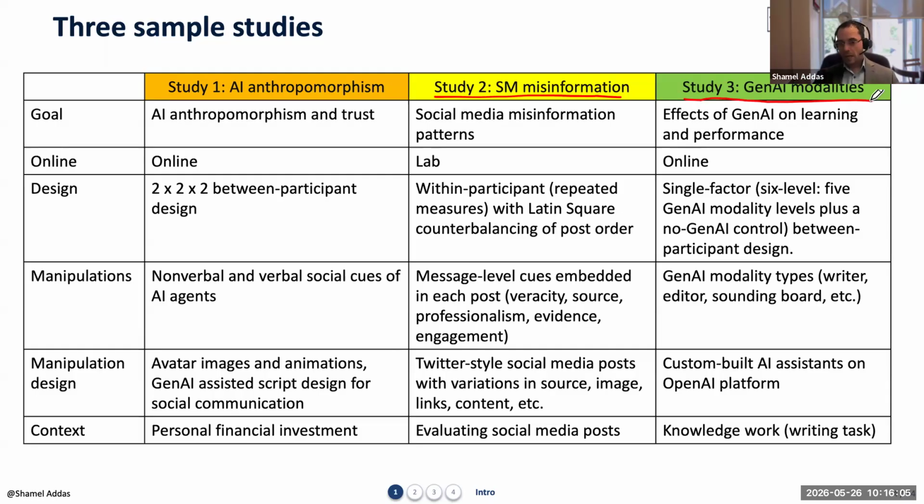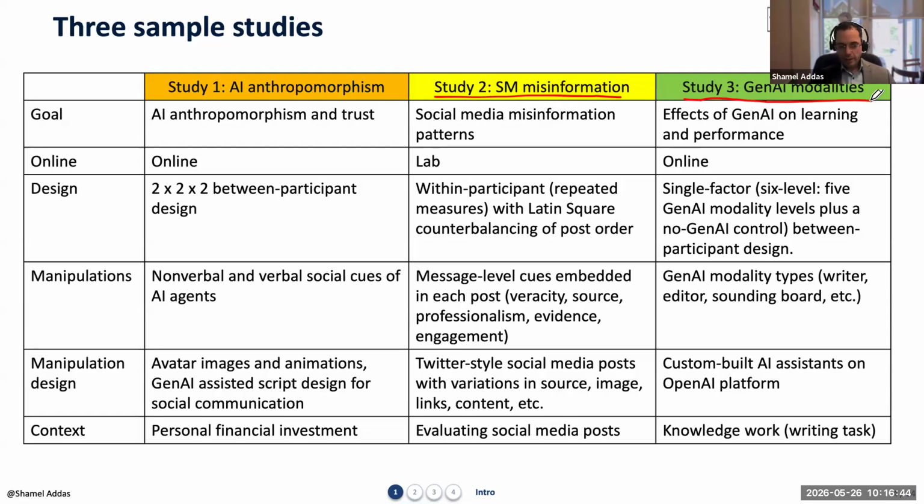So very simple ANOVA style single factor design, and it was between participants. So participants would only be exposed to the single task, and they were assigned to one of these modalities. So the manipulation was the modality type. So we had some generative AI tools act as a writer, so that the Gen AI would take control of the writing task from beginning to end. We had an editor modality. So here the human would write the post, but the Gen AI would polish it and improve it. And then we had a bunch of other designs as well, like sounding board, where the Gen AI would provide feedback to the writing and so on.